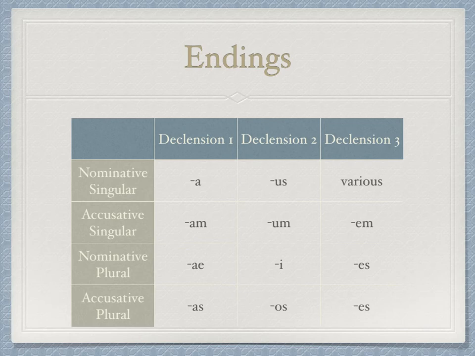So remember, the accusative is if the noun is undergoing the verb, if it's the direct object, and it will always end in M if it's in the singular, or S if it's in the plural.